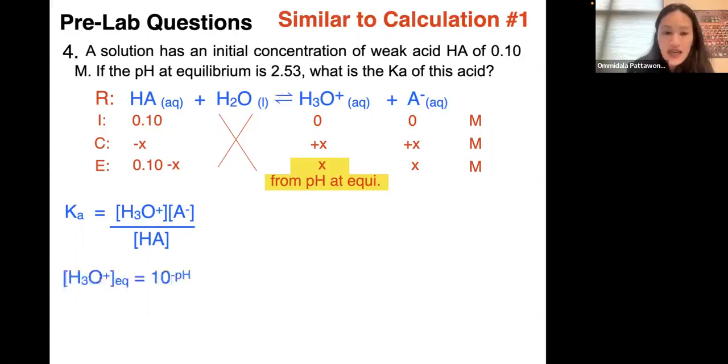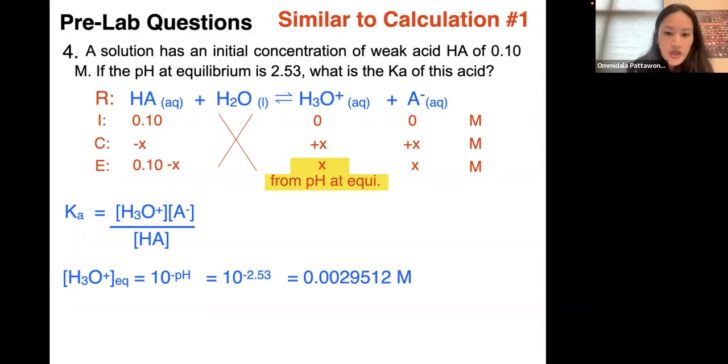So therefore, in this case, what I can do is find out the concentration of hydronium ion by doing the anti-log of the pH, which is 10 raised to negative pH. I'm going to replace this pH with 2.53. Okay, so get that number. You're going to get 0.0029512 molar. Okay, so I'm not going to write it yet.